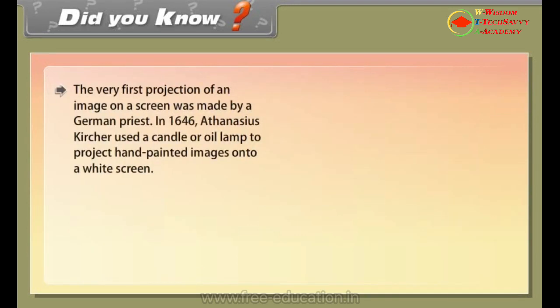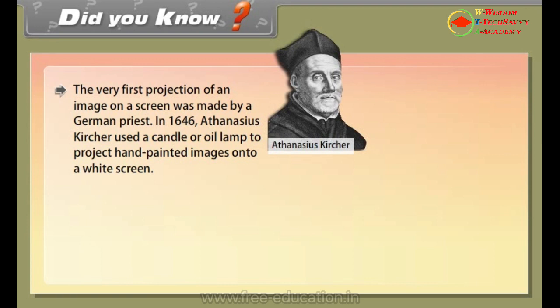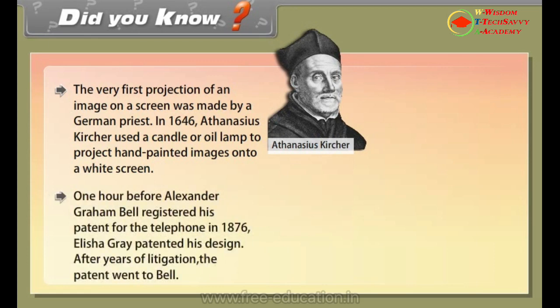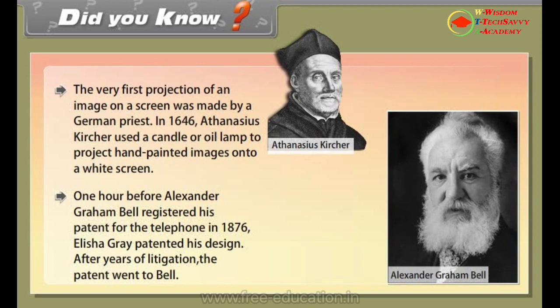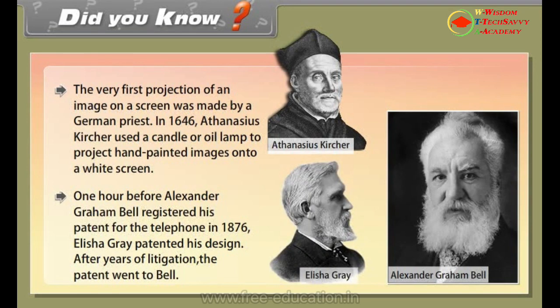The very first projection of an image on a screen was made by a German priest. In 1646, Athanasius Kircher used a candle or oil lamp to project hand-painted images onto a white screen. Just hours before Alexander Graham Bell registered his patent for the telephone in 1876, Elisha Gray patented his design. After years of litigation, the patent went to Bell.